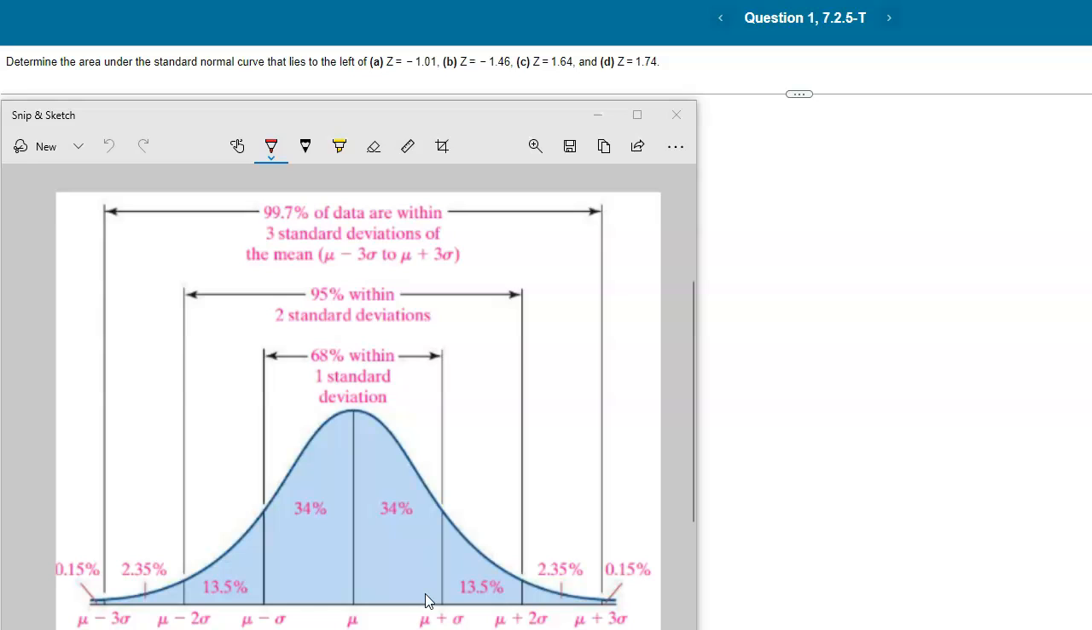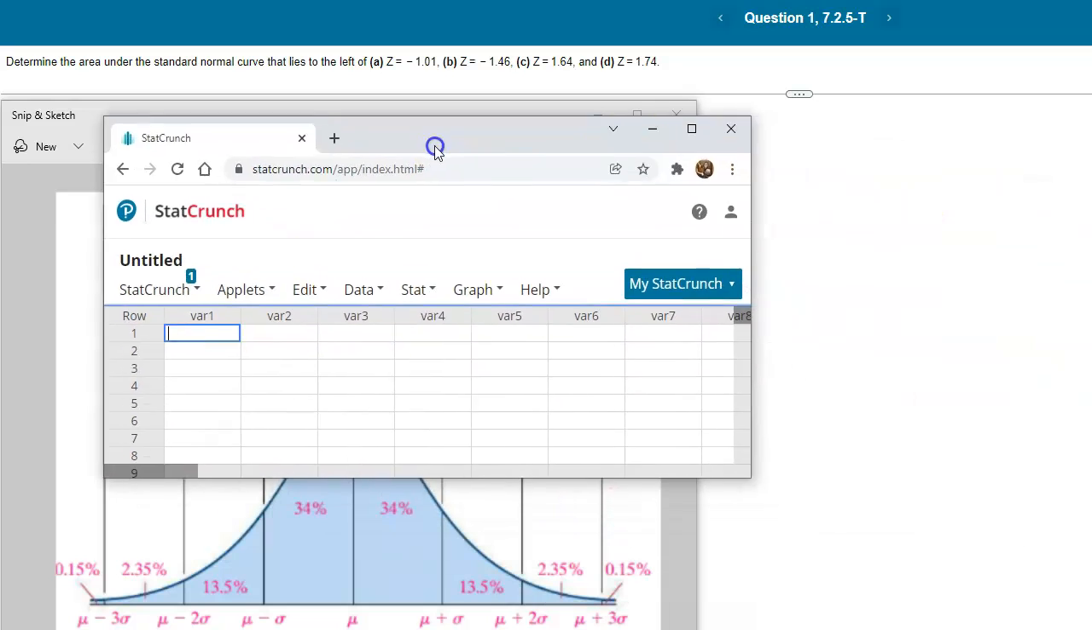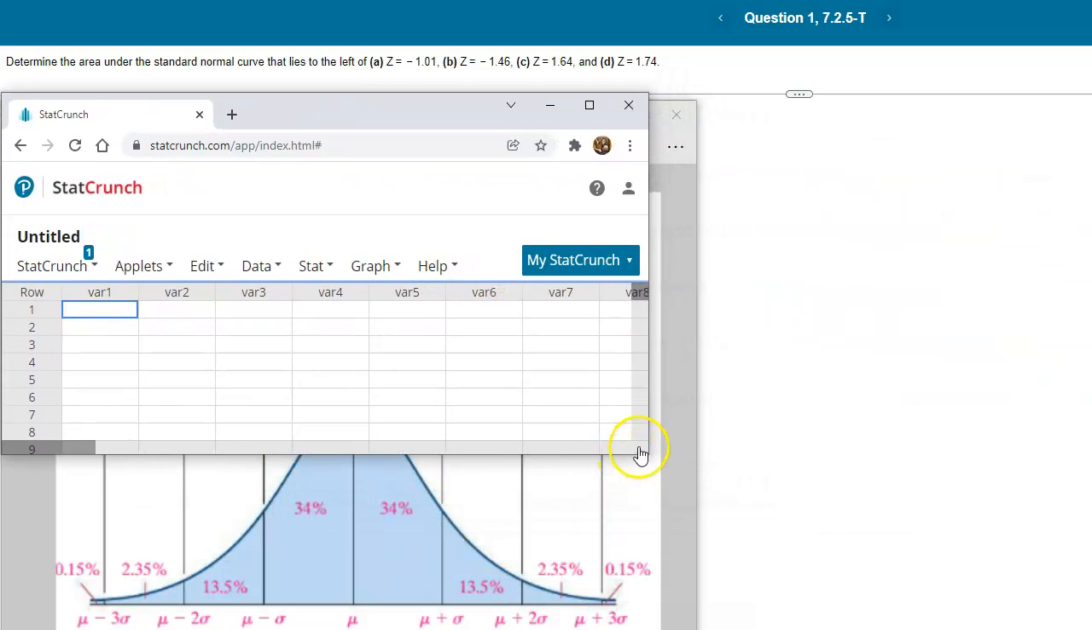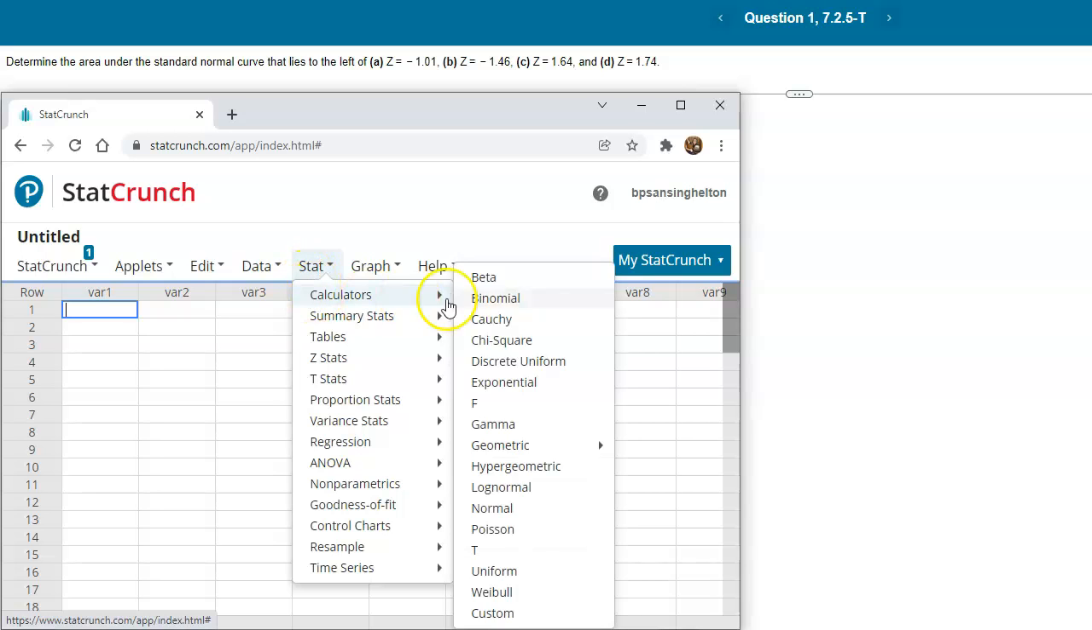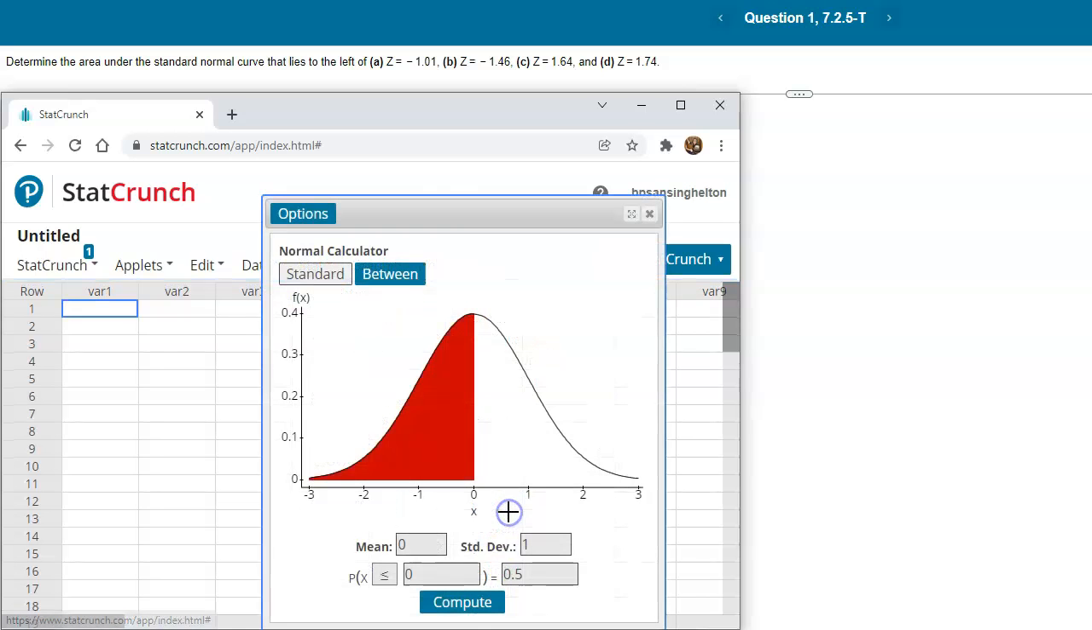So the empirical rule is an approximation. But when we look at the standard normal curve, we can find a more accurate probability likelihood of your data falling within a specific area of the curve based on its z-score. So in order to do that, we want to open up StatCrunch and take a look at the standard normal curve. So we do that by going Stat, Calculators, Normal.